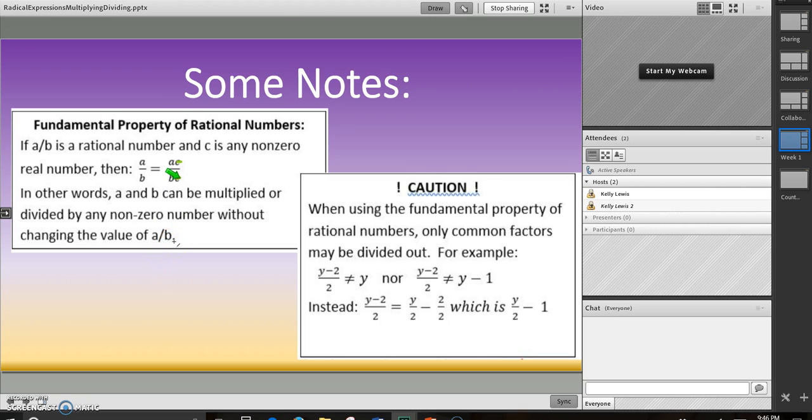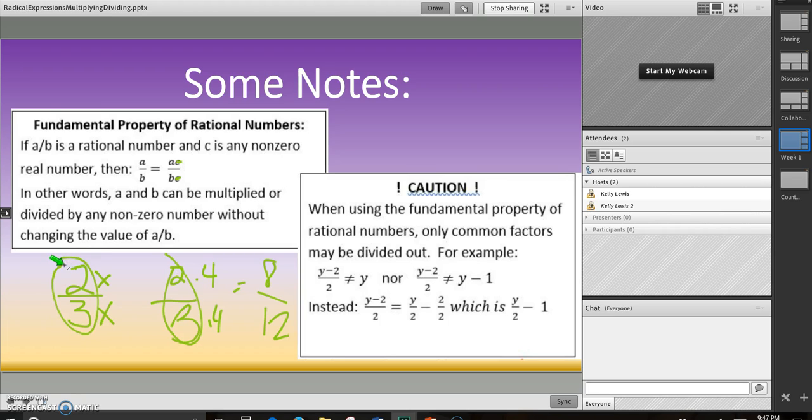For example, if I take 2/3 and I multiply everything by x, or even if I took 2/3 and multiplied everything by 4, I would get 8/12. 8/12 reduces to 2/3, just like 2x over 3x also reduces to 2/3. It doesn't change the value of a over b, just like it doesn't change who I am if I'm 50 pounds heavier or 50 pounds lighter.